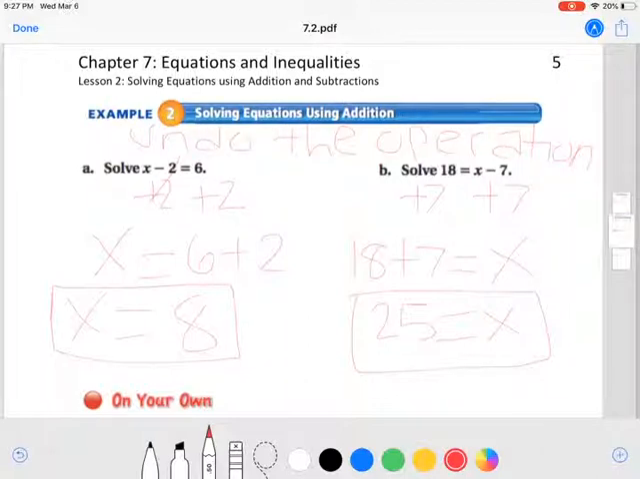And again, if I were to plug this back into the equation up above, I would have 25 minus 7. Does that equal 18? Yes, it does.